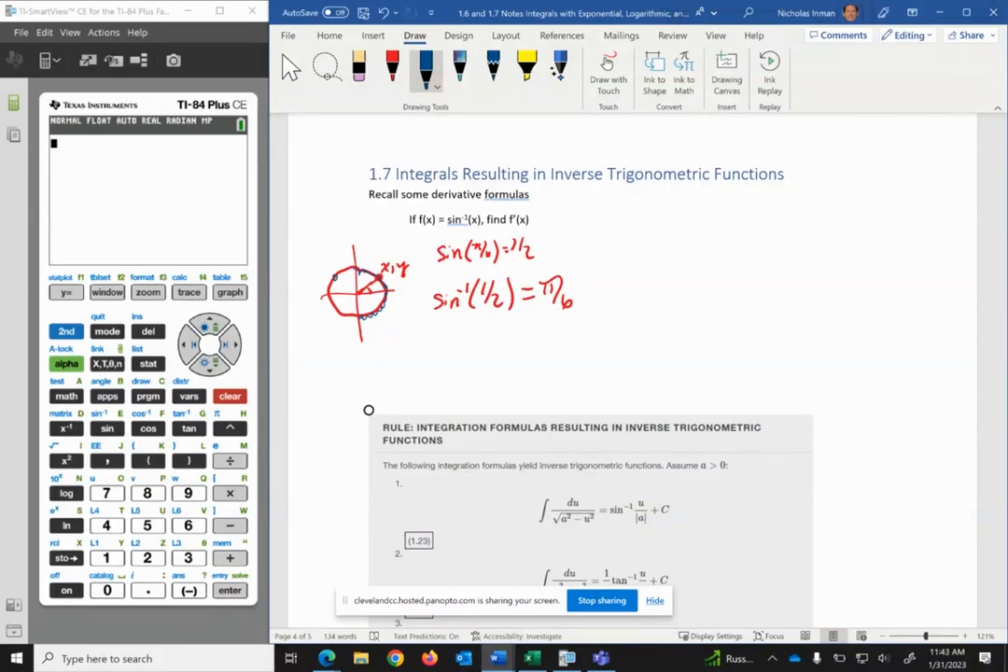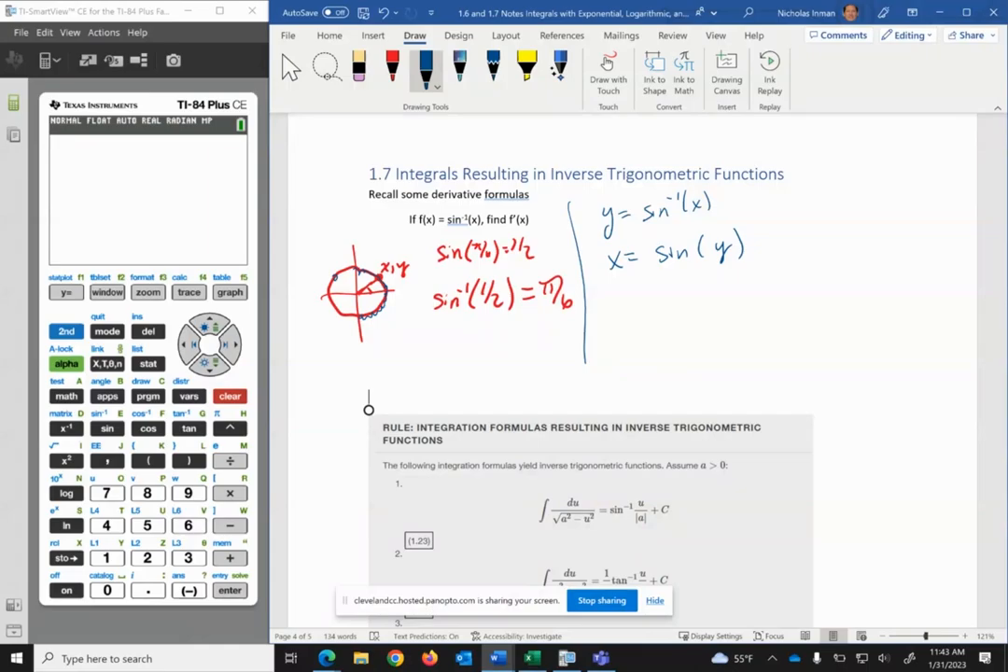Well, our goal is to review how to find the derivative of sine inverse. We know the derivative of sine, but how do we find the derivative of sine inverse? Well, let's start there. Y equals sine inverse of x. That's what we currently have. If we rearrange this, that means x equals sine of y. Okay? X equals sine of y.